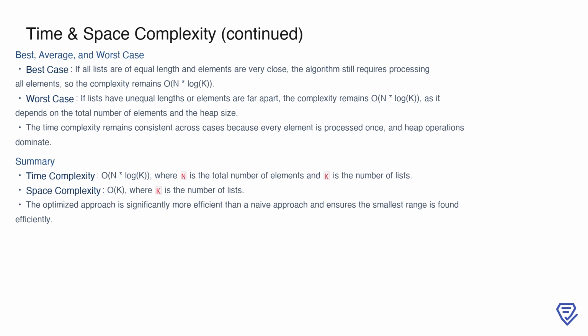To summarize, the time complexity of this optimized approach is O(n * log k), and the space complexity is O(k). This makes it highly efficient compared to a naive approach, as it ensures the smallest range is found with minimal computational overhead.